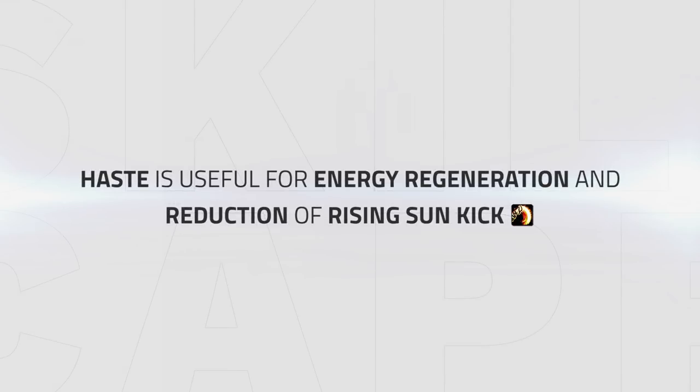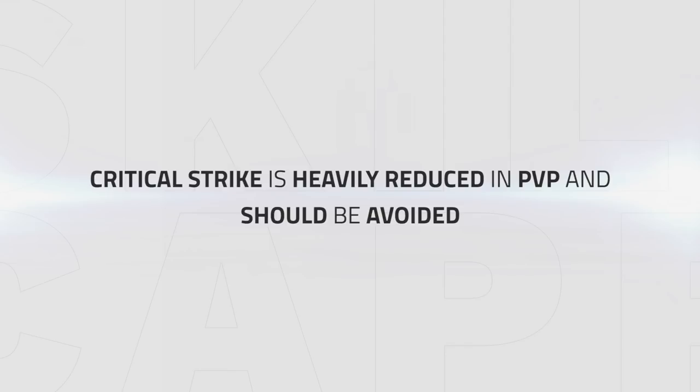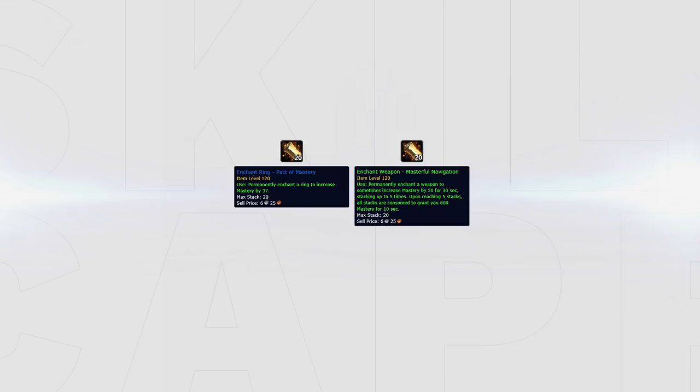Haste is useful for energy regen and reduction of Rising Sun Kick's cooldown, but not as useful compared to versatility or mastery. Critical Strike is heavily reduced in PvP and should be avoided as much as possible. Since mastery is your best stat, you want to apply mastery enchants to your rings as well as the mastery navigation enchant on your weapon.